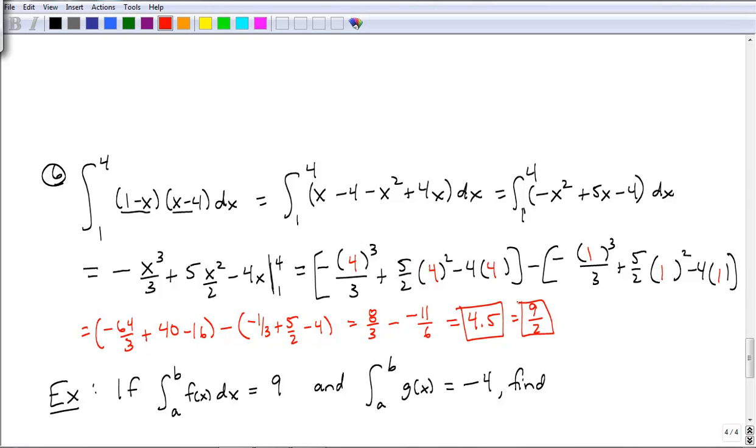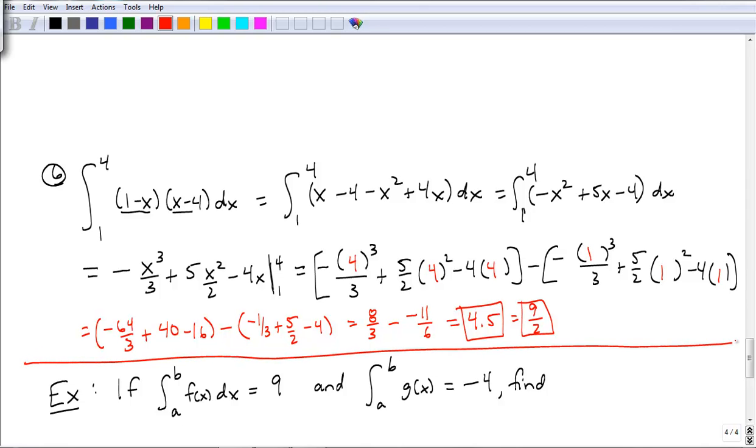So when you're working these out, you have to expand it so that you're not multiplying anymore inside there. And then when you work it out, after you find the antiderivative, you have to plug in your bounds. It's the upper bound minus the lower bound. So 4.5 we get for number 6.